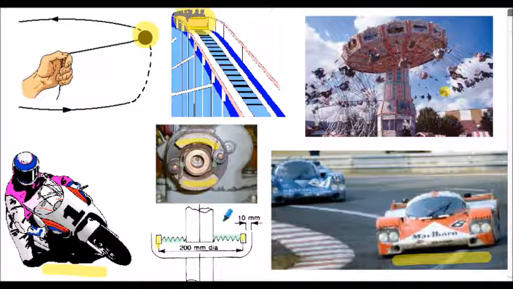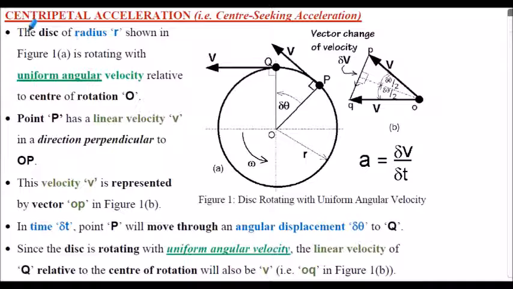So centripetal forces, centrifugal forces, very common terms within engineering, and hopefully this presentation will illustrate what the forces are, why we need them, and how to apply them in practice. Let's start by considering centripetal acceleration, sometimes referred to as a center-seeking acceleration. So the disk of radius r, shown here in figure 1a, is rotating with uniform angular velocity, labelled as omega here, relative to the centre of rotation labelled O here.